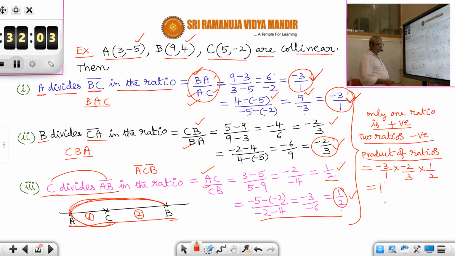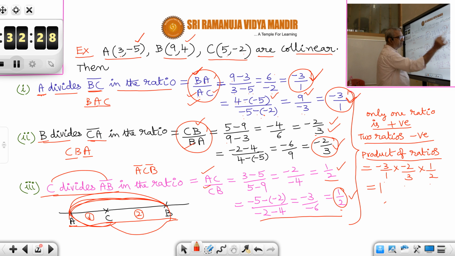Similarly, the other ratio here: B divides CA in what ratio? -2:3. B divides CA is CB by BA. CB is 2 units, BA is 3 units. But one is forward, the other one is coming back. So 2:3 with a negative sign. That is why you get the negative sign. Okay, so let us see the next one.